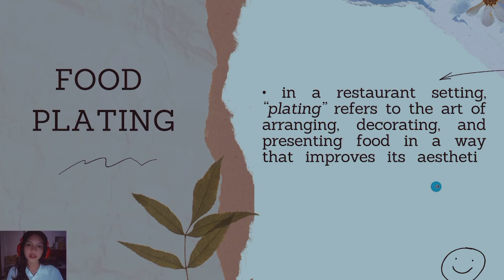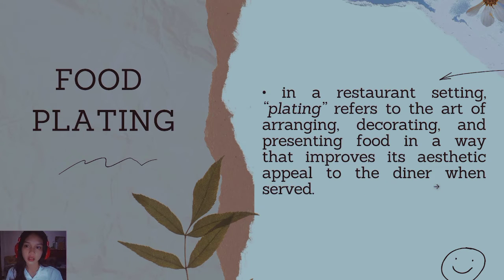So the gustatory art of the cuisine can also be called food plating or food decorating. First, let's discuss food plating. In a restaurant setting, plating refers to the art of arranging, decorating, and presenting food in a way that improves its aesthetic appeal to the diner when served. So what does plating mean? Plating is the term given to refer to the finished presentation of the plate of food.